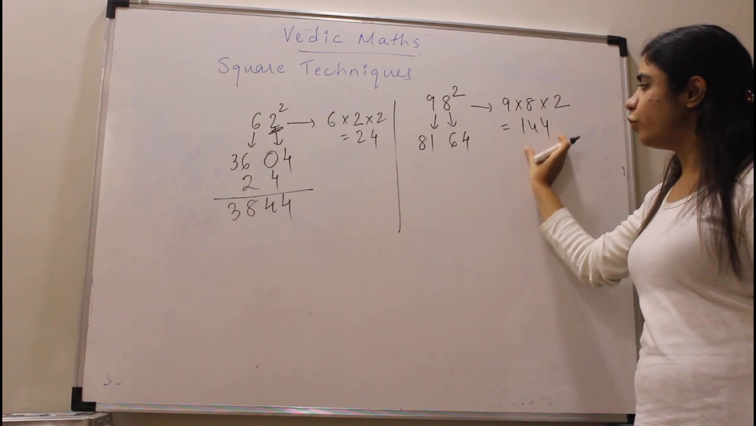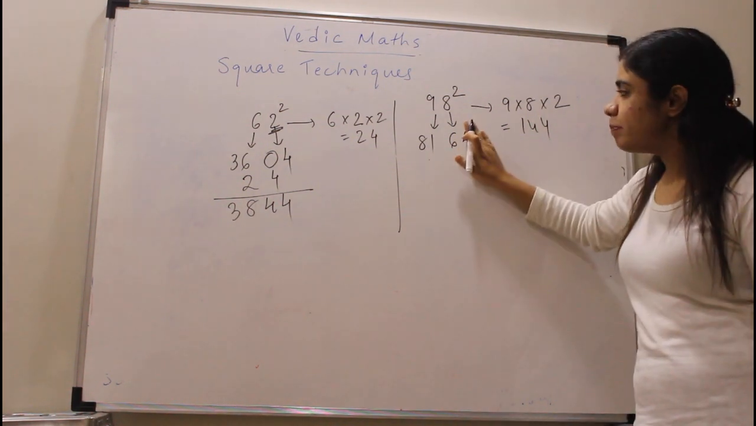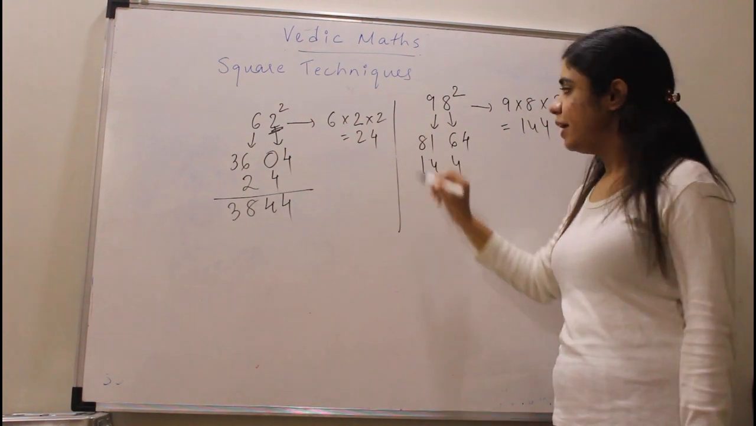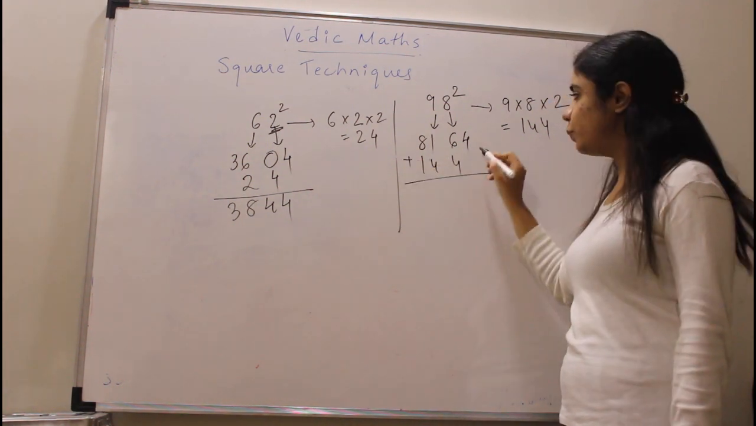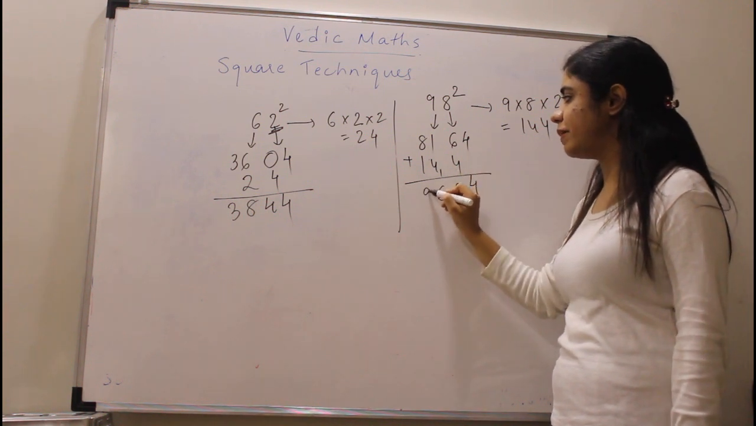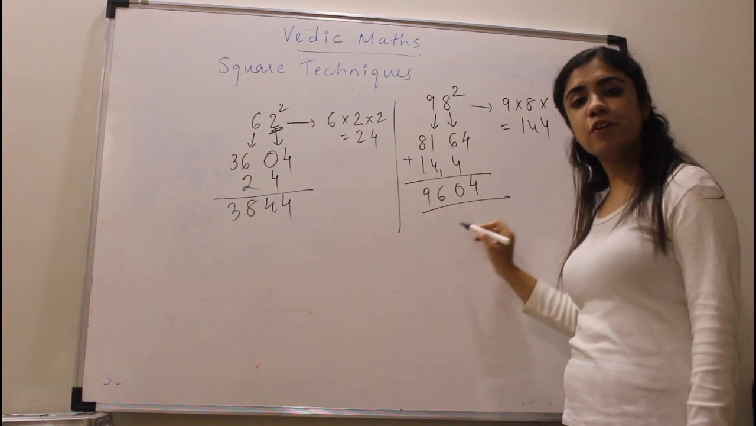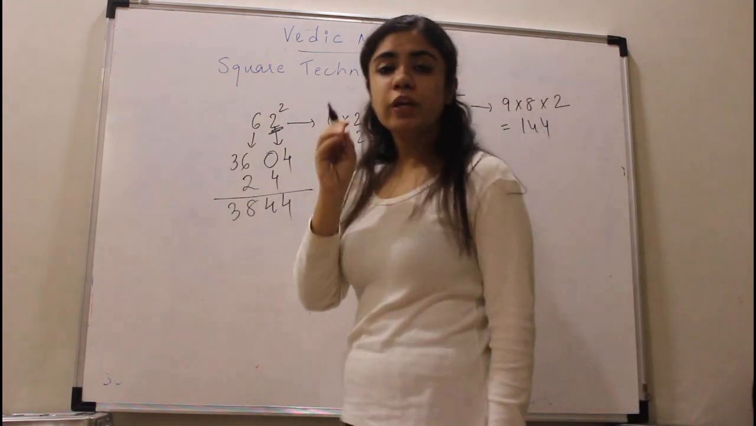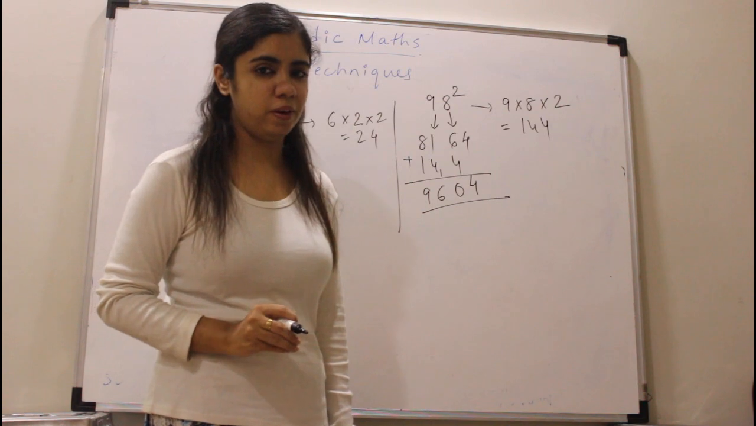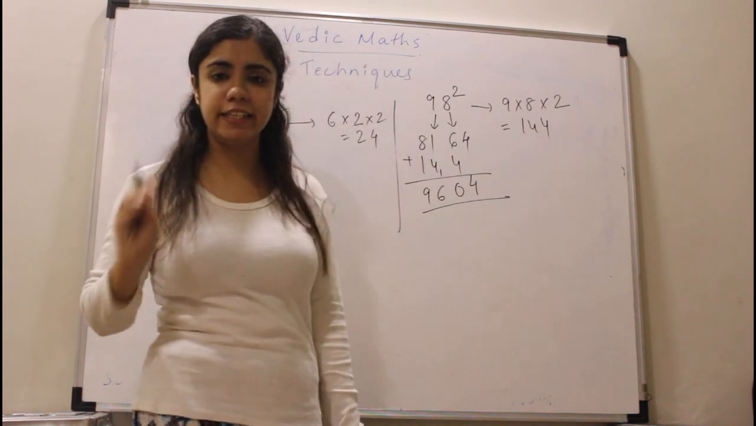Now 144, you will write here skipping the last digit. So 144 will come here. If I add this, you will have 4. This will become 0. This will become 6. This will become 9. So 9604 becomes your answer. You can even check these answers on your calculator whether they are right or wrong. But make sure you understand the technique.